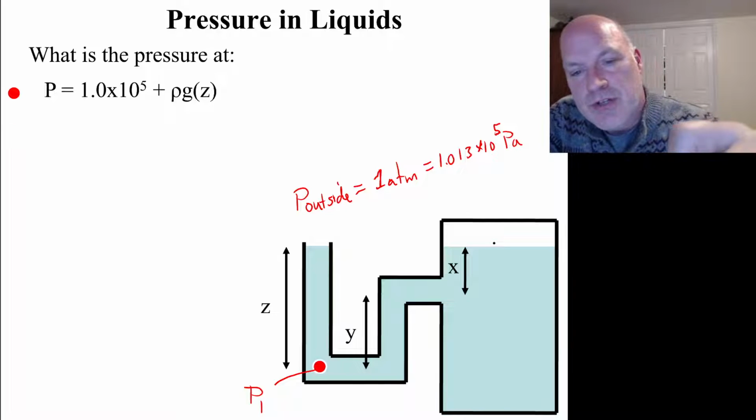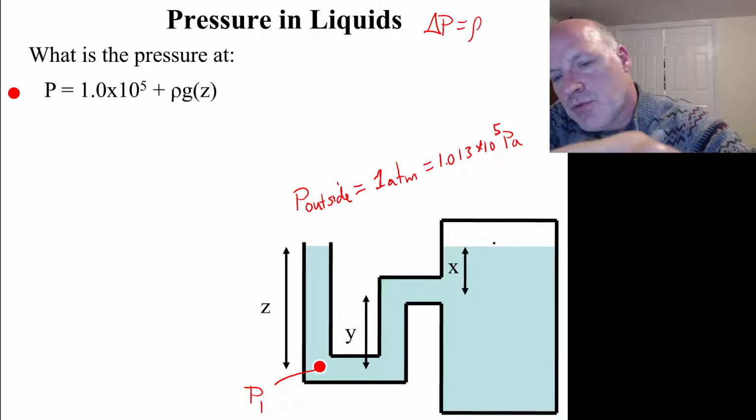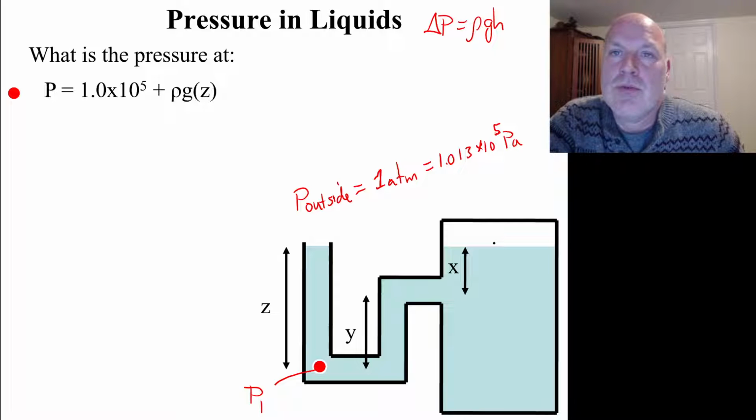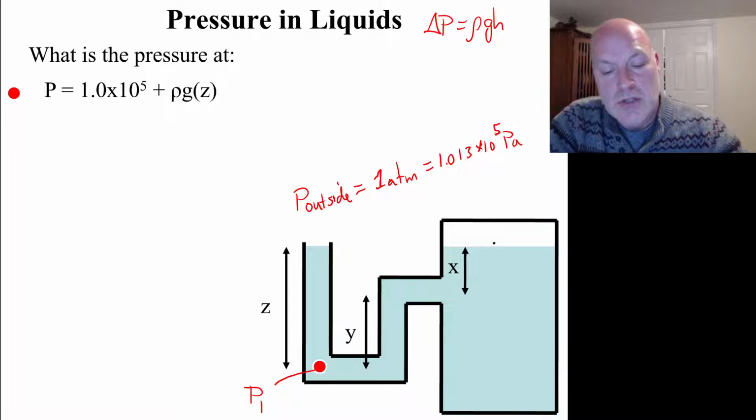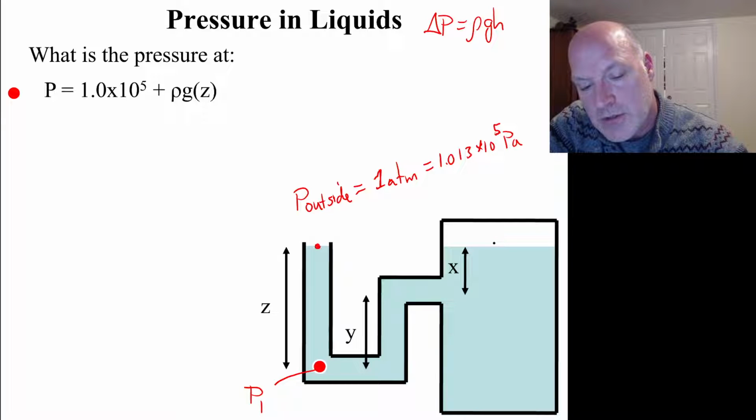The way we use this equation, delta P is equal to rho g h, is it tells you the difference in pressure due to a difference in height. The difference in pressure due to the difference in height. Okay? So if we know the pressure outside is 1 atmosphere, or 1.013 times 10 to the 5, what's the pressure right here, by the way? It's the same.